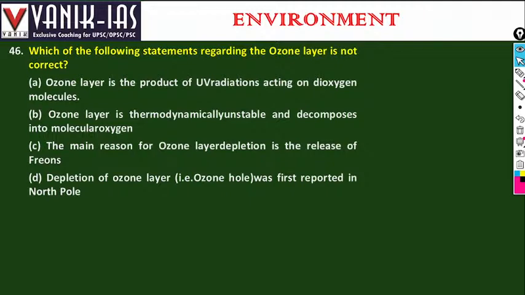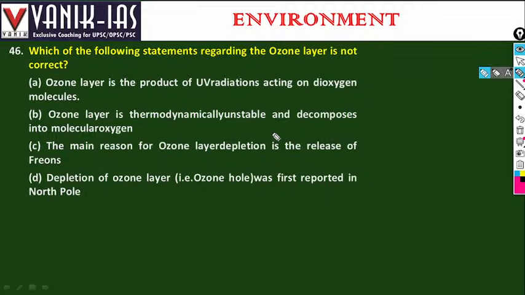Which of the following statements regarding ozone layer is not correct? Ozone layer is a product of UV radiation acting on dioxygen molecules. Ozone layer is thermodynamically unstable and decomposes into molecular oxygen. The main reason for ozone layer depletion is the release of freons. The depletion of ozone layer, that is ozone hole, was first reported in North Pole.